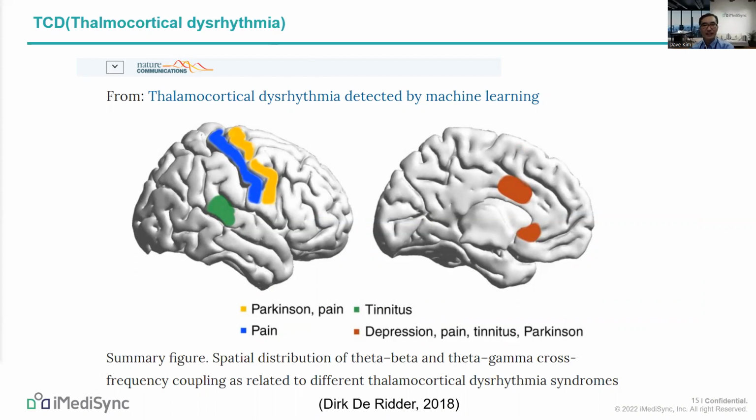the resting state alpha activity is replaced by the cross frequency coupling of low frequency and high frequency oscillation. In their study, they identify brain area for the Parkinsonian disease and the pain and depression and tinnitus and various diseases. They found the specific thalamocortical dysrhythmia area in their study.